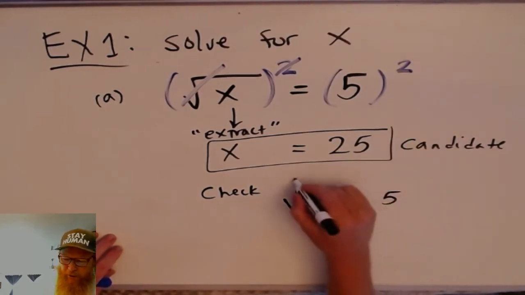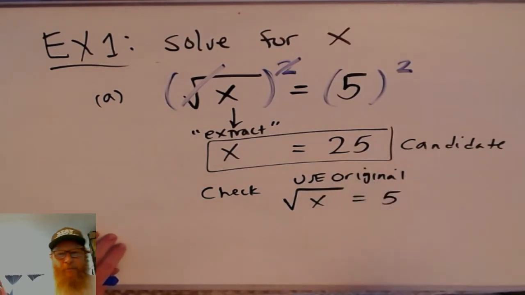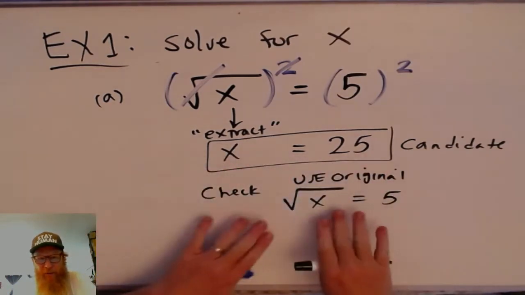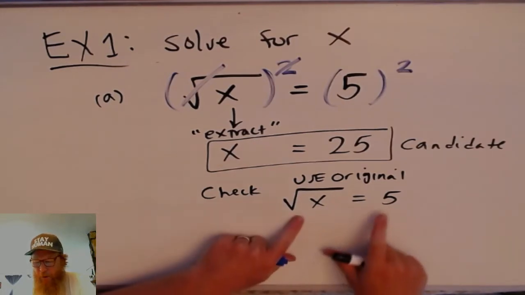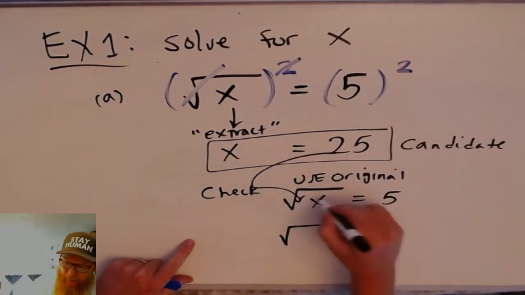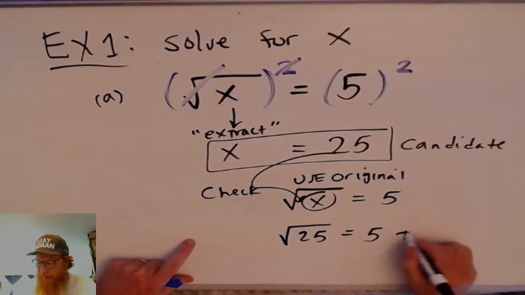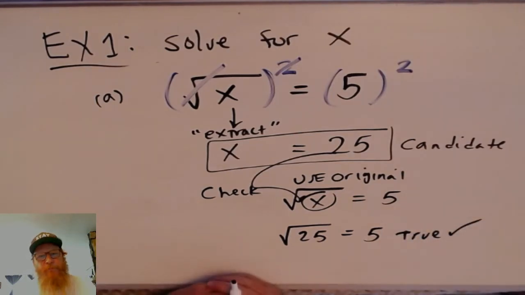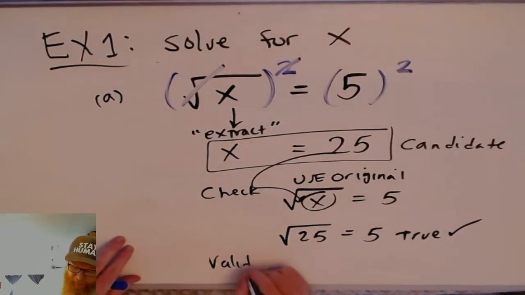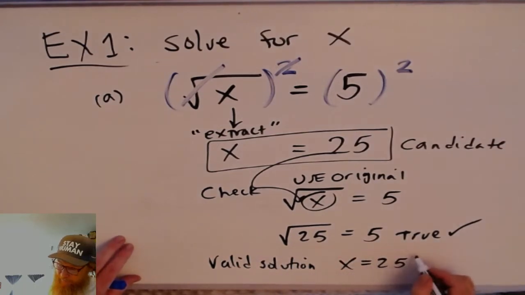Always use the original problem. Don't use the simplified version. Use the original problem, which was square root of x equals 5. Plug in your candidate where x was, and check that this is in fact true. So it is in fact true. Good. So the valid solution is 25.